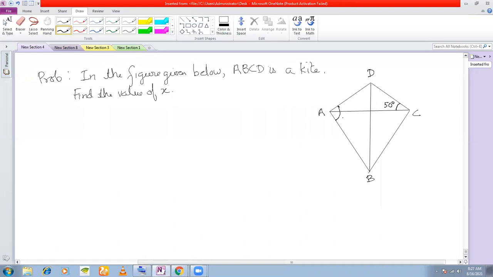This is your angle x. This is given to be 36 degree. This is the angle given and you have to find out angle x. So how will you find out angle x? Angle C and angle A are equal. Yes, sir.